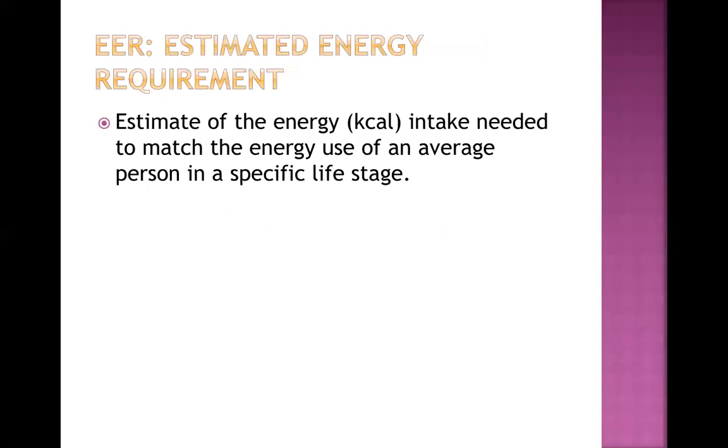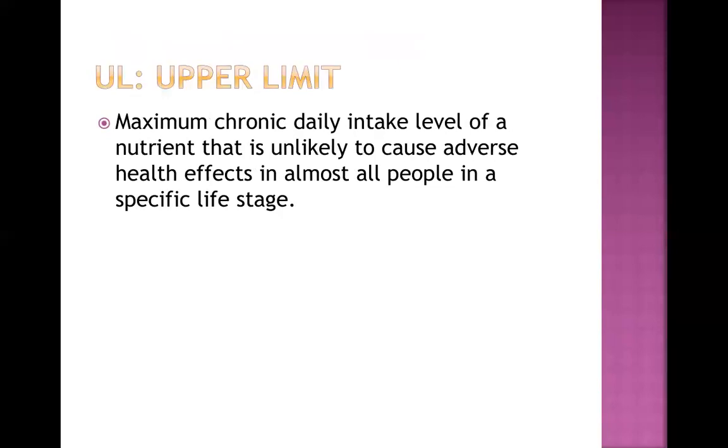EER. This has to do with energy needs, and energy, remember, is calories. And so this is the overall daily caloric need for each life stage. Upper limit. This is the maximum chronic daily intake level of a nutrient that is unlikely to cause adverse health effects in almost all people. So you can eat up to this amount and be okay. And this is based on nutrient intakes from all sources for the majority of nutrients, except for nickel, magnesium, zinc, and those are the three.